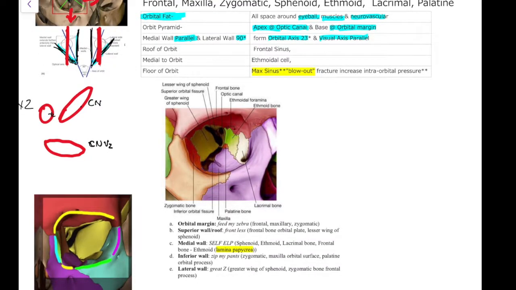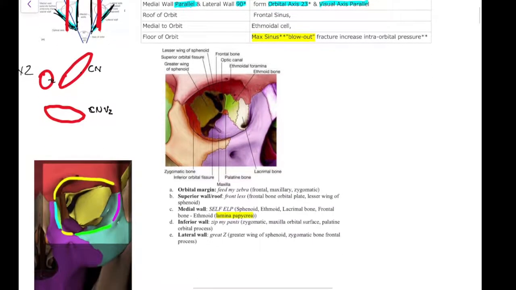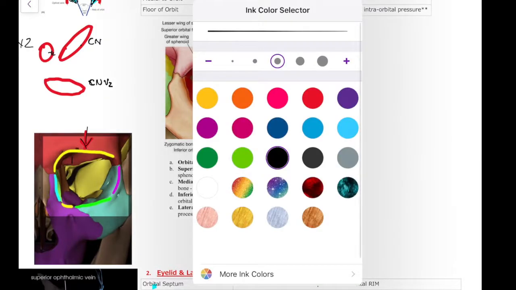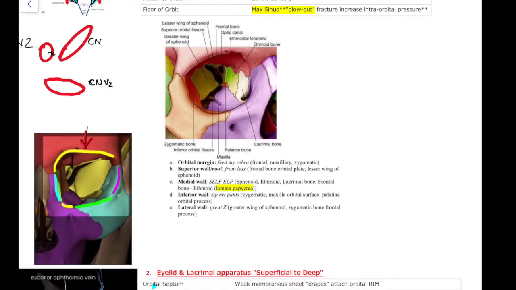Then we talk about the bones that surround the eye. Here, in the picture on the left, we have the margins that are shown right here. We have the orbital margin that is made up of the frontal, maxillary, zygomatic. We have the superior wall, which is with the lesser wing of the sphenoid bone right here, and the frontal bone. Orbital plate of the frontal bone.